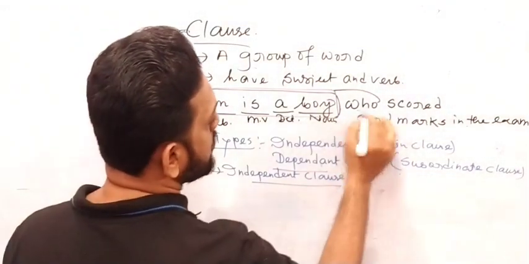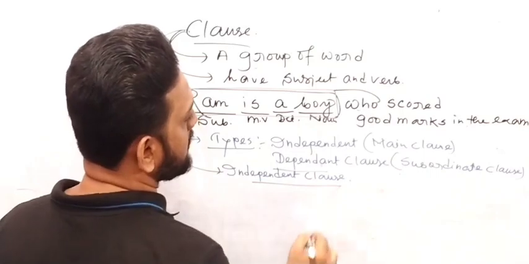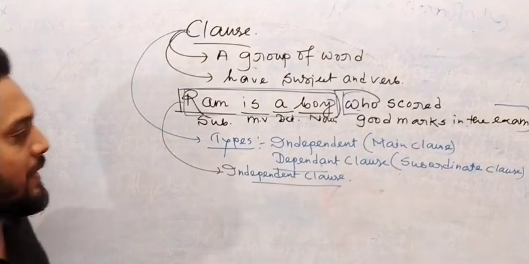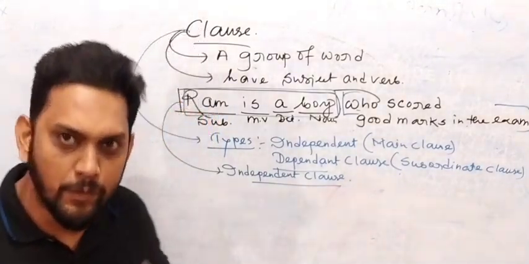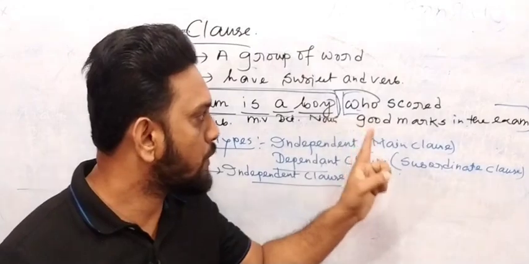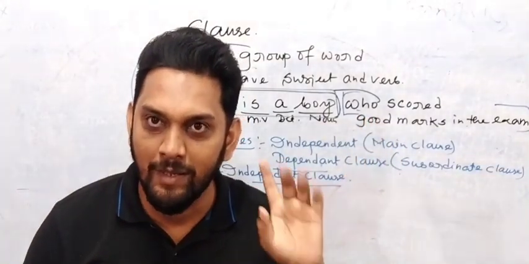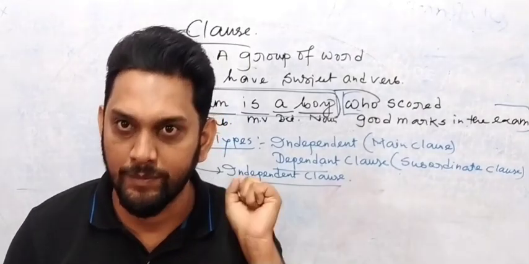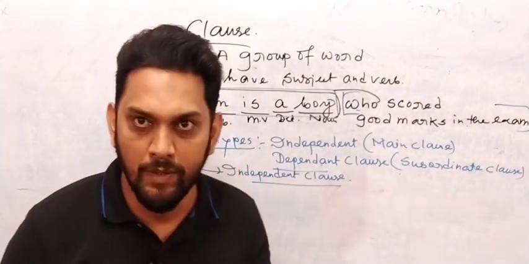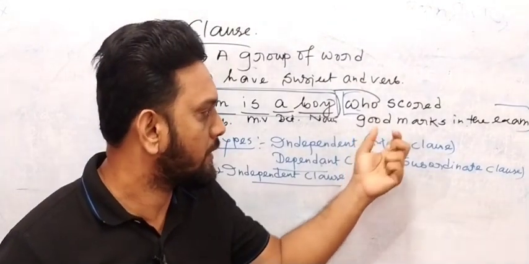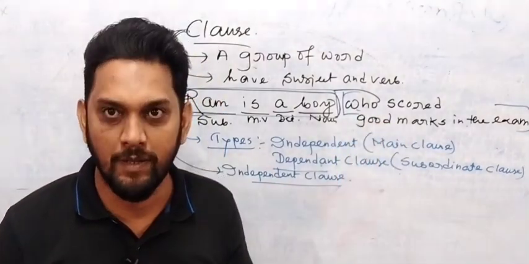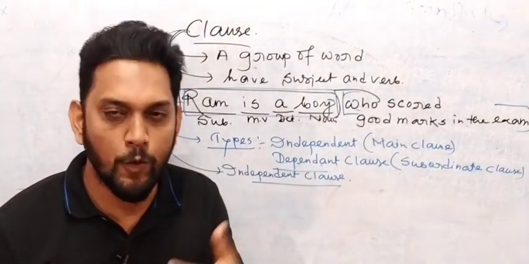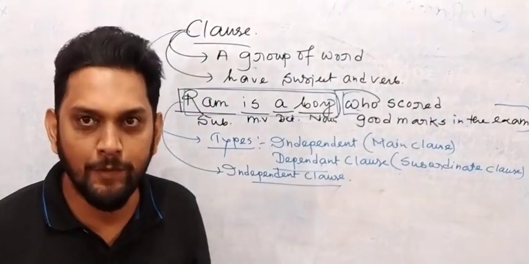Now second thing, you see: who scored good marks in the examination. From "who" to "examination", who scored good marks in the examination. Second question I want to ask you: does this clause give you a meaningful sense, yes or no? Who scored good marks in the examination? Does this clause give you a meaningful sense? No, my friend, this clause does not give you a meaningful sense.